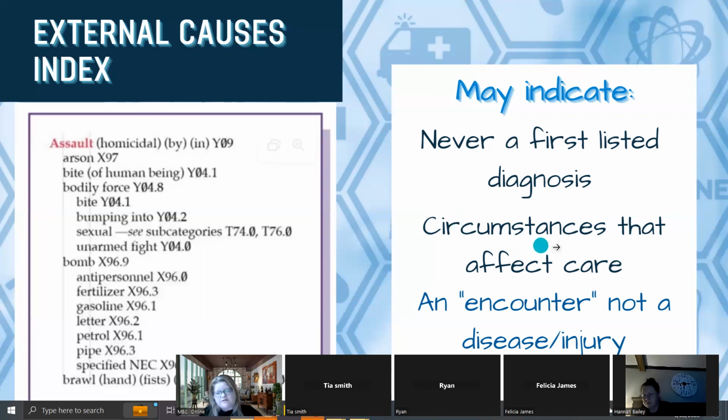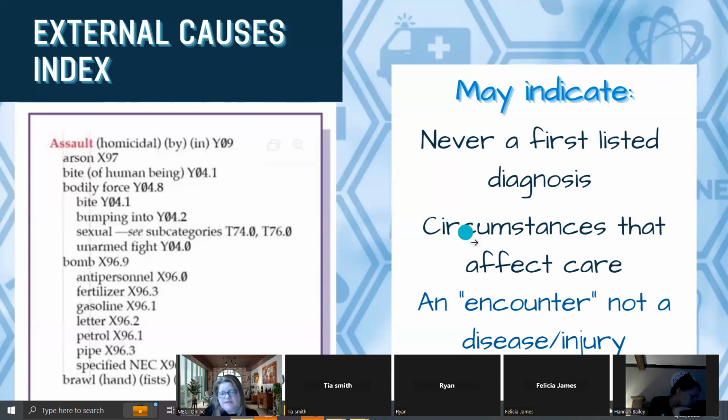All right, your external causes are going to be circumstances that affect the care, things they need to know. Like if you look over here, they have assault, okay? And then they have all the different ways a person can be assaulted: arson, bite, bodily force, bomb, and then the different types of bombs, brawl, fist fight. We kind of looked at that a little bit last week. But sometimes those things are really important to know when they're treating them. Like if somebody got a bite, they know they need to disinfect that like crazy, right?